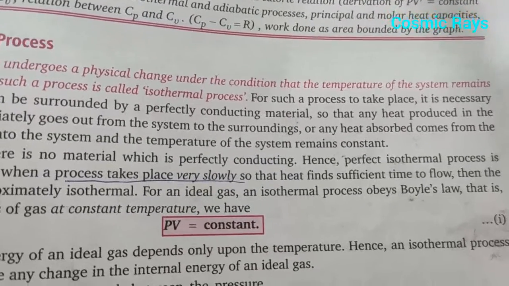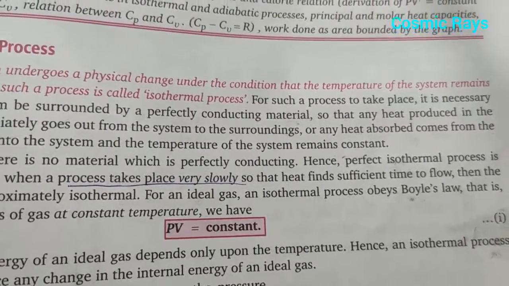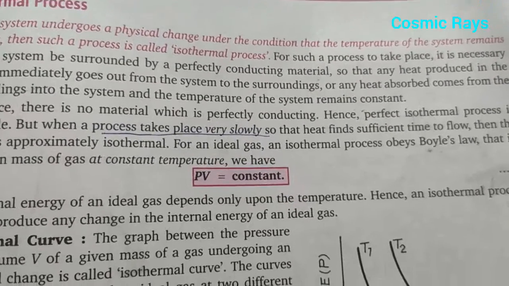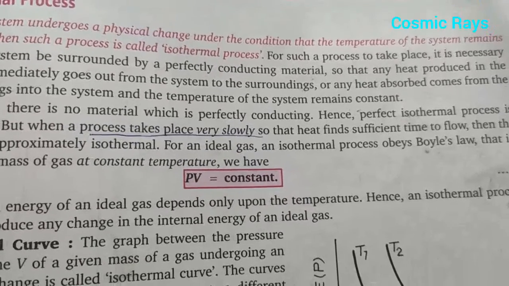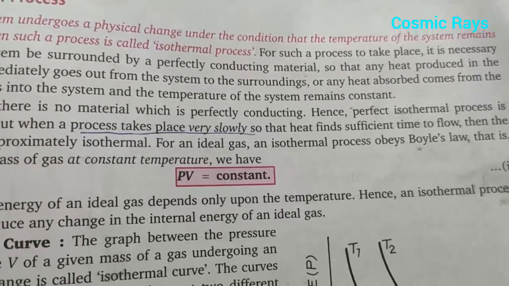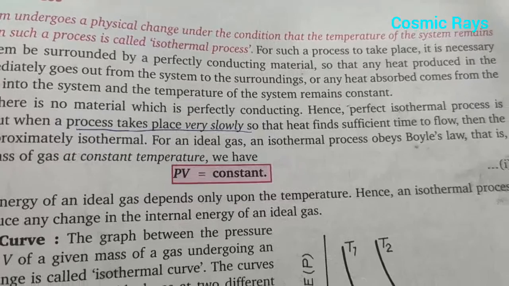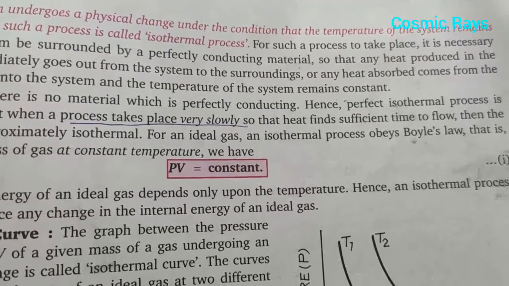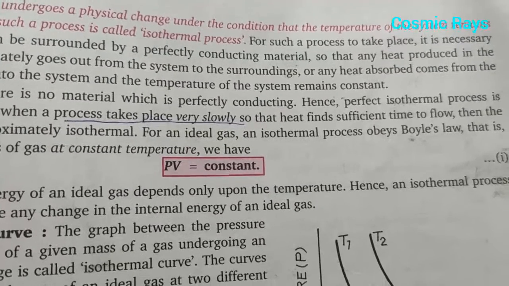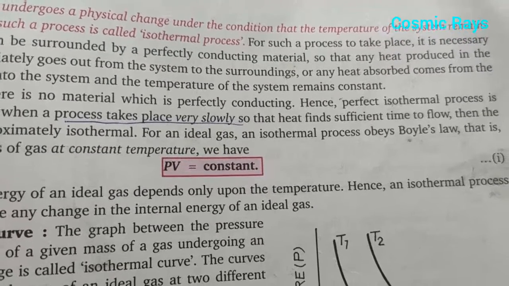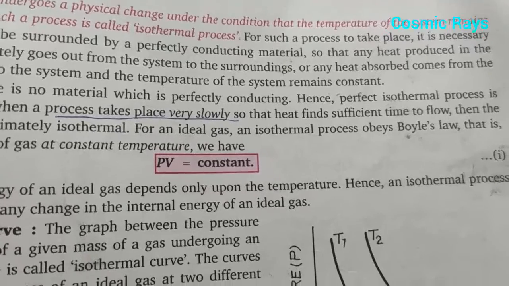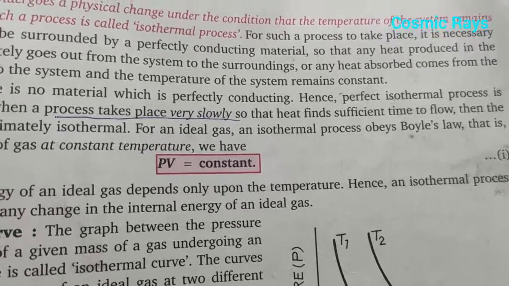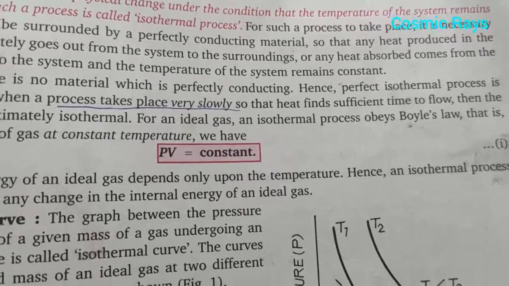Now, in nature or in general practice, we do not have any such material which is perfectly conducting. So, in general practice, a perfect isothermal process would be impossible. It can only be possible if the process takes place very slowly, so that the heat will find sufficient time to flow in or flow out depending upon the situation.